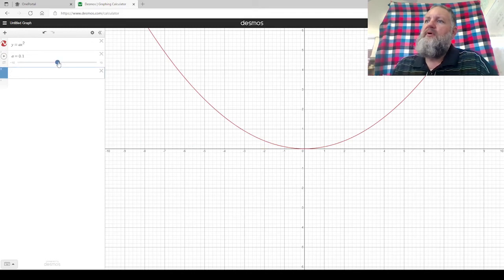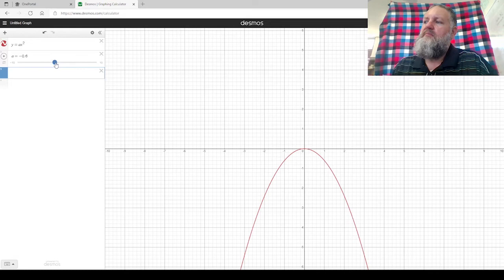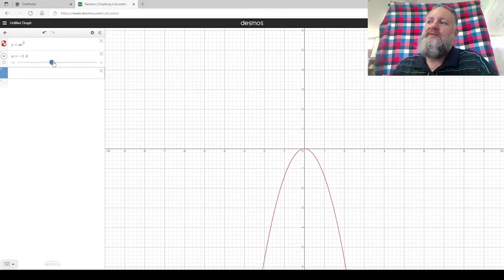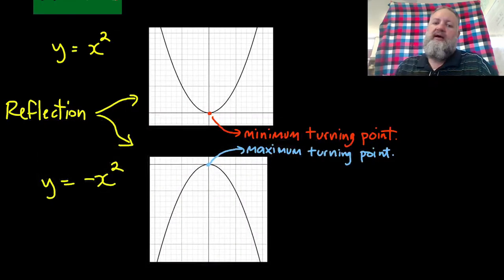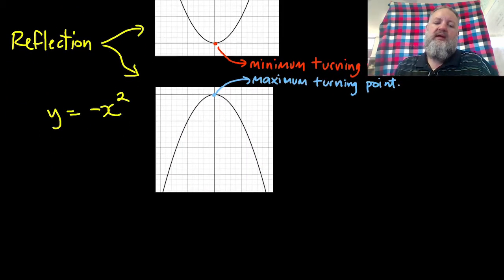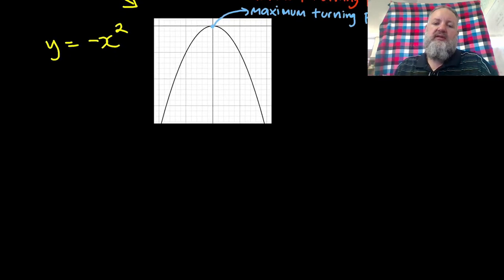Okay, so I'll go back to this, and if I go into my negative values, you will see that we've gone from a minimum turning point to a maximum turning point. So we can almost flap like the wings of a bird. Isn't that pretty? We can also, in our parabolas, change the translation. We can translate these things.